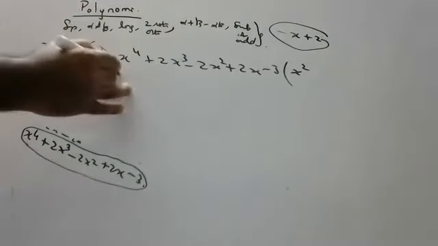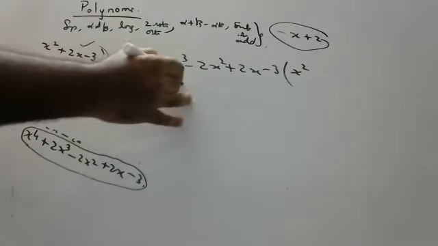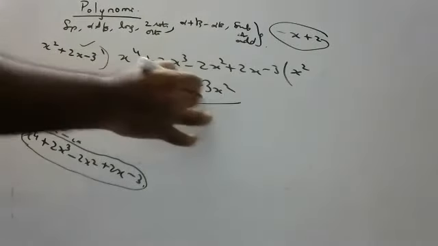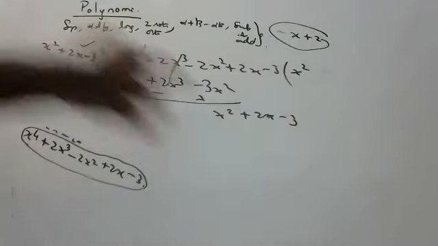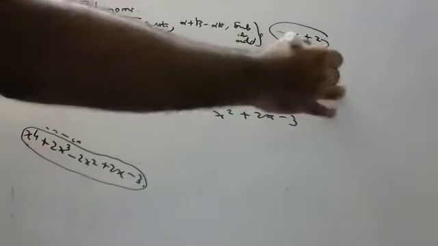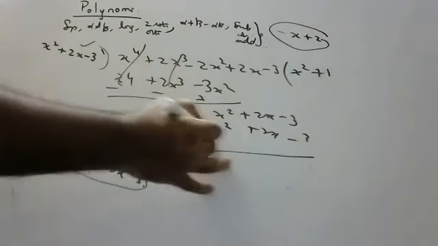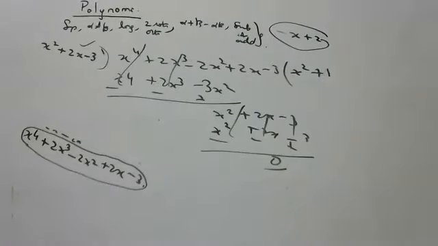x2 into x2, x4. x2 into plus 2x, plus 2x. x2 into minus 3, minus 3x square. Please see children, minus minus plus. Gone, gone. x square plus 2x minus 3. x square by x square is how much, children? 1. 1 into x square, x square. 1 into 2x, 2x. 1 into minus 3, minus 3. Gone, gone, gone. 0. Yes, that is the only question.